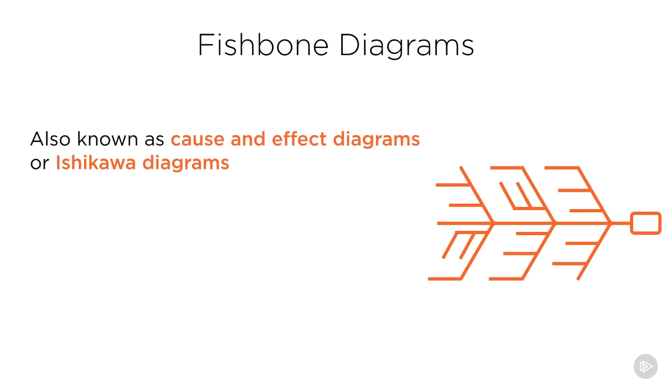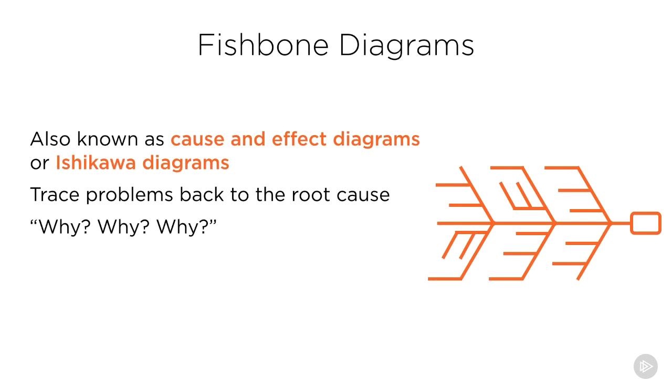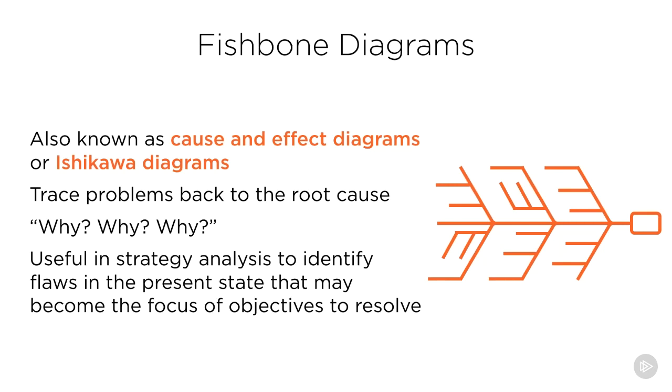Fishbone diagrams are an interesting visualization tool that we can use in order to better understand root causes and to track how they might connect to the symptoms that we can most easily see in the organization. Also known as cause and effect diagrams or Ishikawa diagrams, these diagrams help to trace problems back to their root cause source by asking why a series of times in order to understand what sort of underlying elements might be driving the problems that we're facing. These can be useful in strategy analysis in order to identify flaws in the present state that may become the focus of objectives and of our defined future state vision for us to resolve as part of our change initiative efforts.